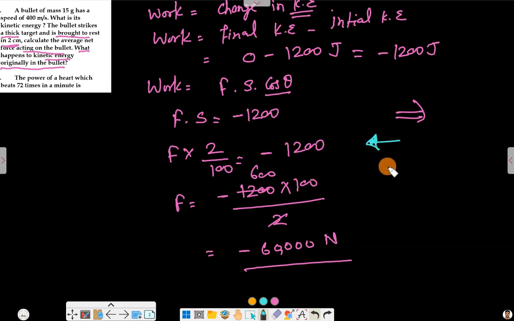And this is an example of retardation, because force was acting in opposite direction to motion of bullet. Velocity of bullet reduces to 0. Now going to next question.